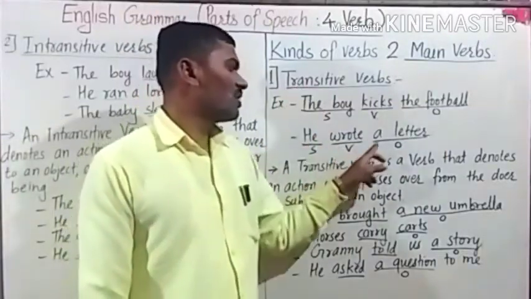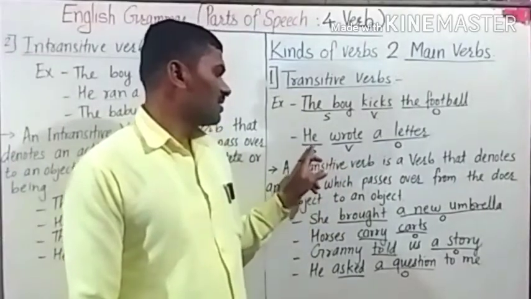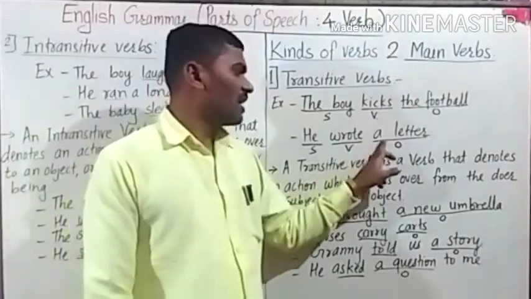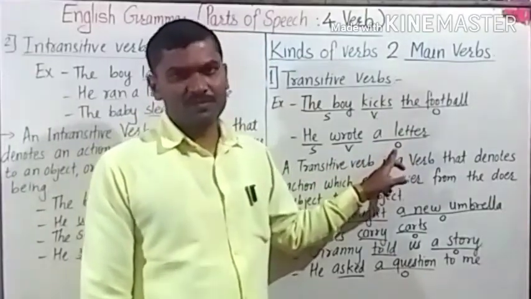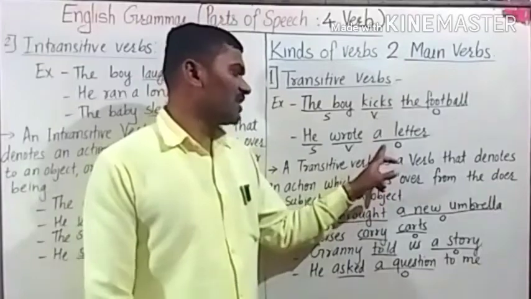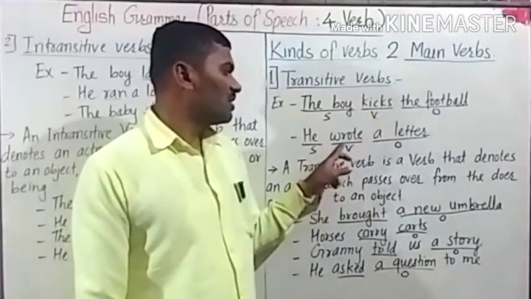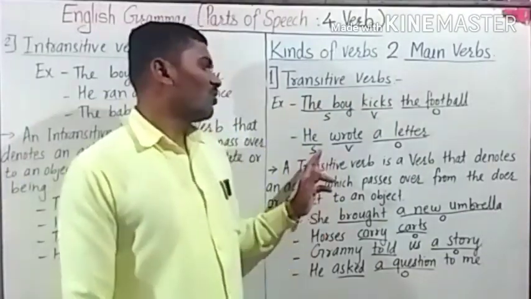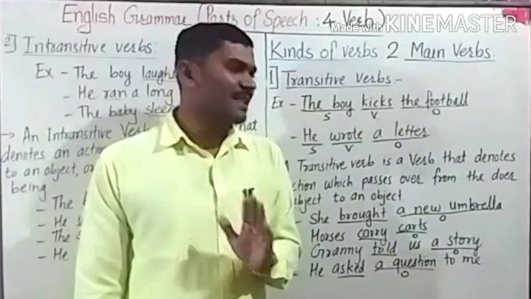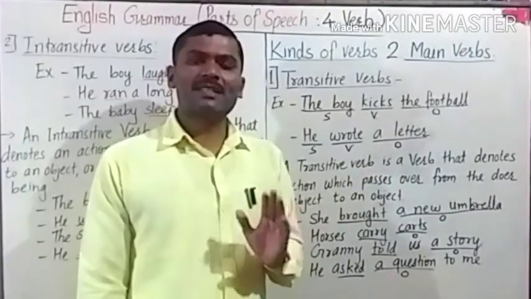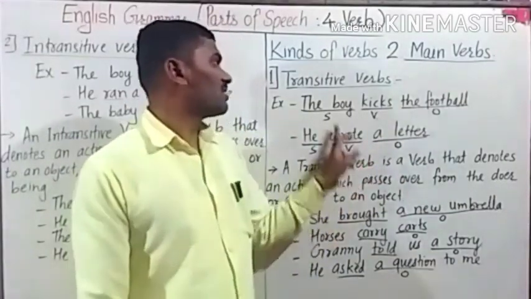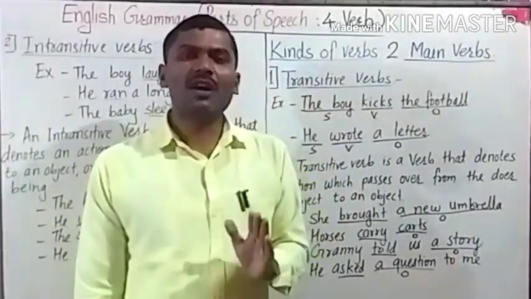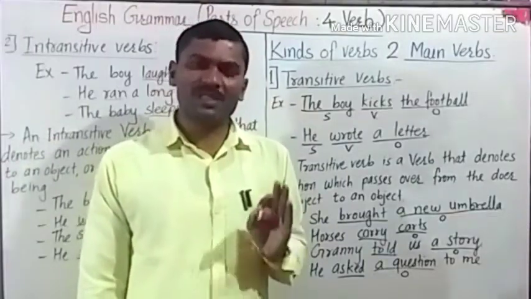Second, he wrote a letter. In this sentence, this is the subject, this part is the verb, and this part is an object. So here we notice an object in the sentence. So this verb is a transitive verb. If we ask the question, what did he write? We get its answer, a letter, as an object. So it is a transitive verb. It means transitive verbs need an object to complete the meaning of the sentence.